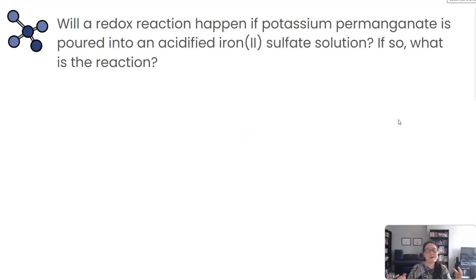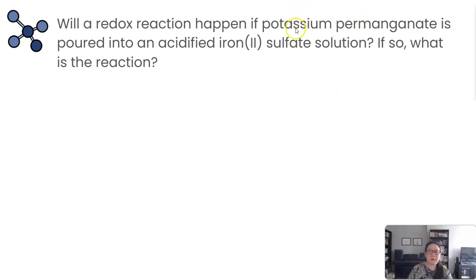So a question like that could be something like this. Will a redox reaction happen if potassium permanganate is poured into an acidified iron 2 sulfate solution? If so, what is the reaction? For this, we should cover every possibility that can happen. So you're going to want to take that table of standard reduction potentials and take a look at everything. You want to figure out what possible species you have.